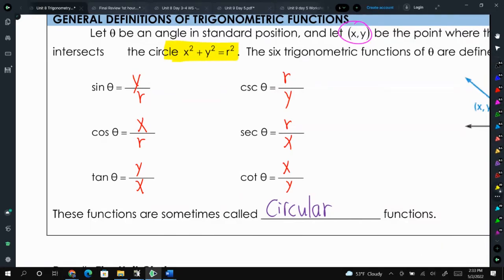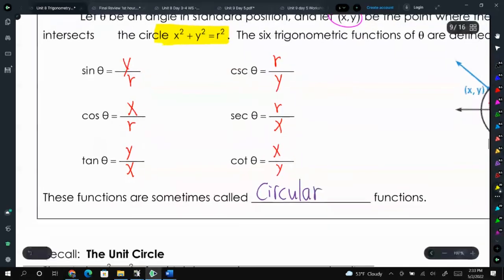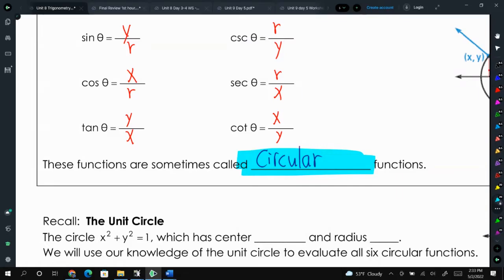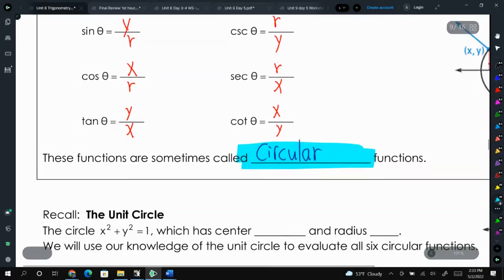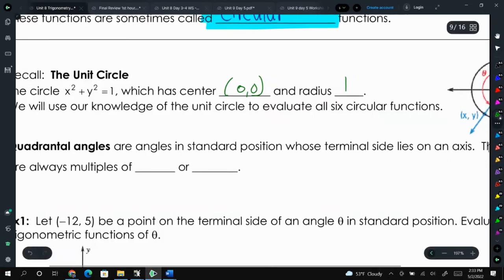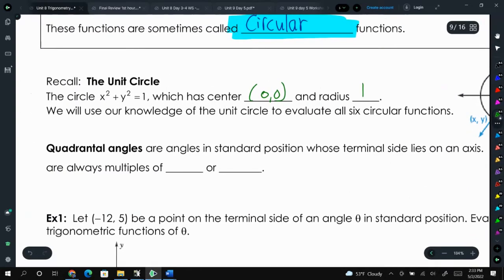I think that once you see these problems, you're going to think, oh, we did this before, and you're going to have no problem with it. These functions are also sometimes called the circular functions, and the reason for that is because you can keep going around the circle and you have the same values. So remember, the unit circle has a center at 0, 0 and a radius of 1. And then we use that knowledge to evaluate all of our 6 trig circular functions.